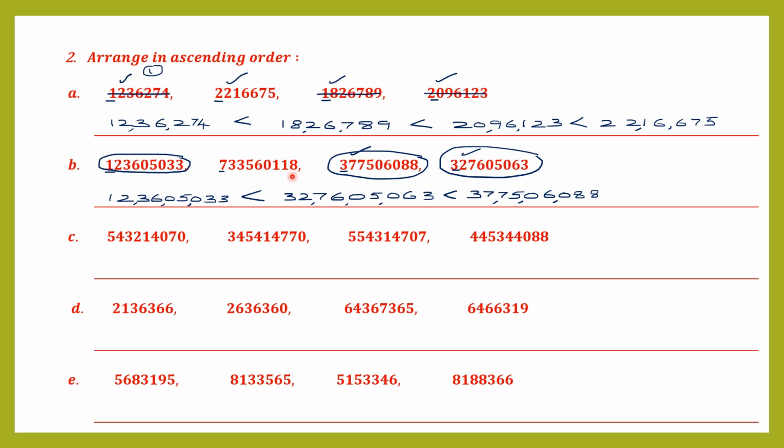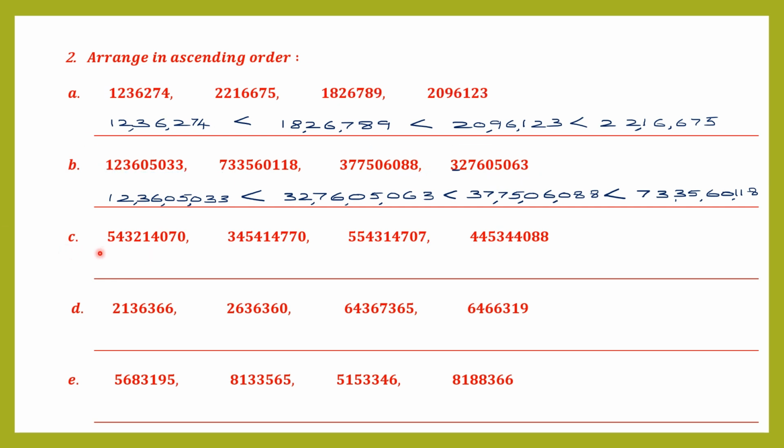Now the last number is this number which we are going to write down here. So let's write that number down. So that is 733560118. Put commas. Let's read this number: 73 crore 35 lakh 60,118. So we finish with the second one also.